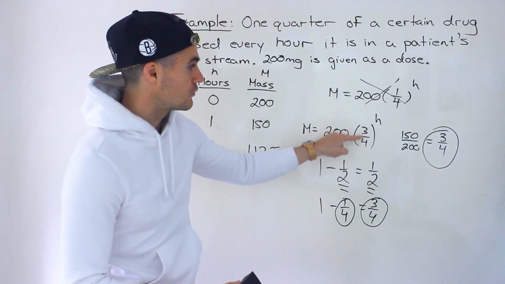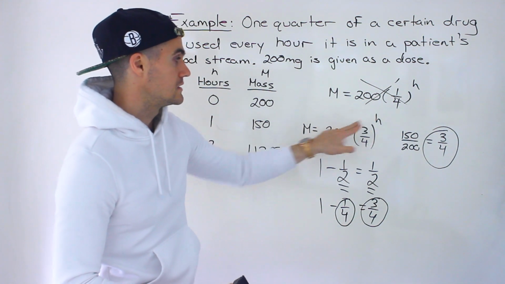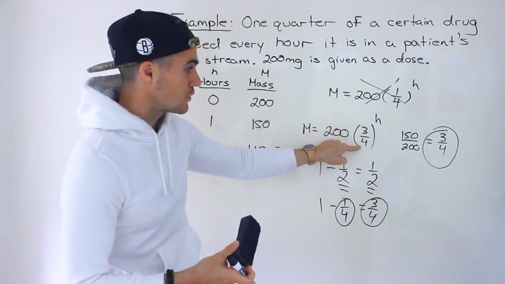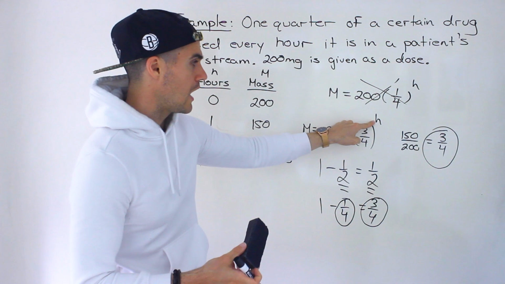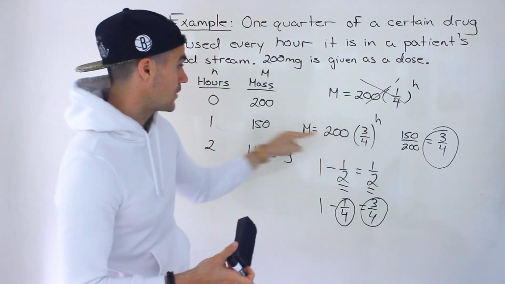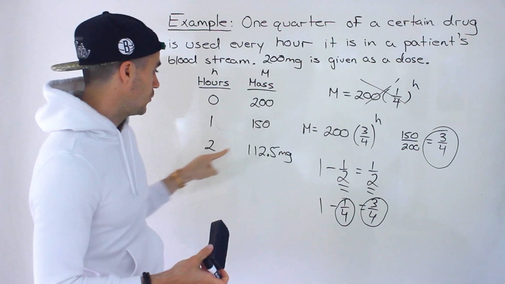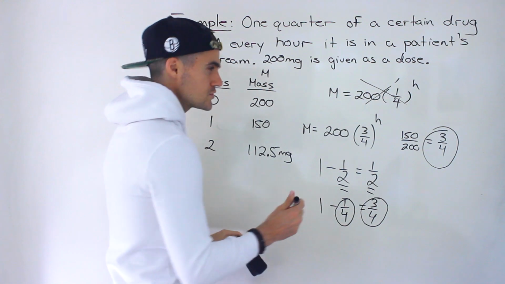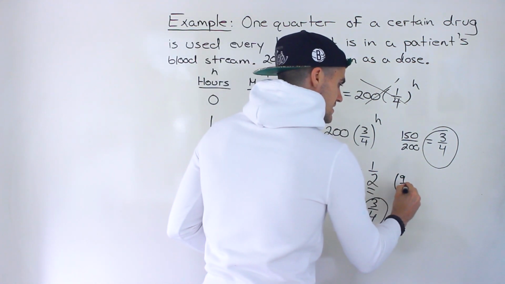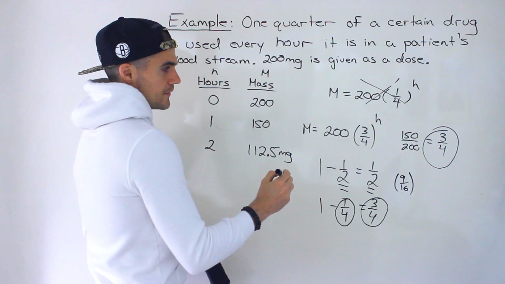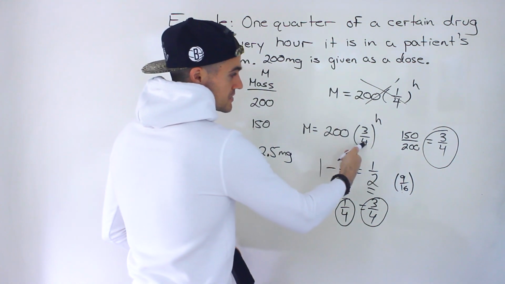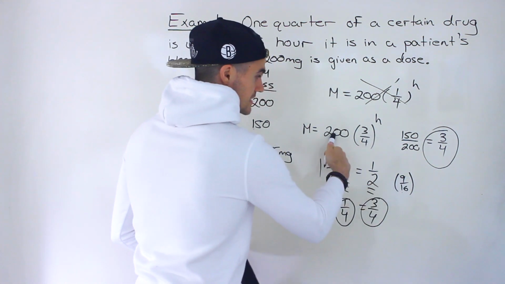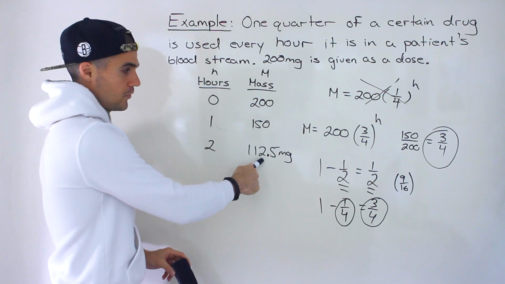So if you plug in 0, 3/4 to the power of 0 is just 1, times 200 would give us 200. That's the initial mass. If we plug in 1 for h, 3/4 to the power of 1 would be 3/4 times 200, which gives us 150. What if we plug in 2? 3/4 to the power 2 would give us 9/16. Or you can get the decimal as well, you could take 0.75 to the power 2. I'm not sure what the decimal would be. This is what the fraction would be, and then 9/16 times 200 would give us 112.5.